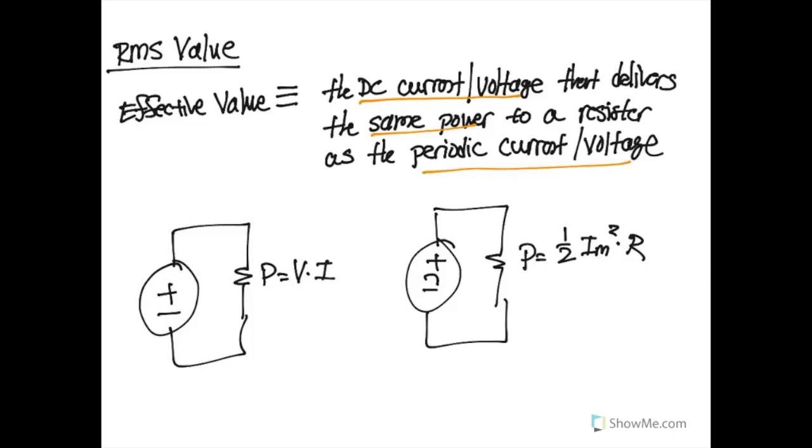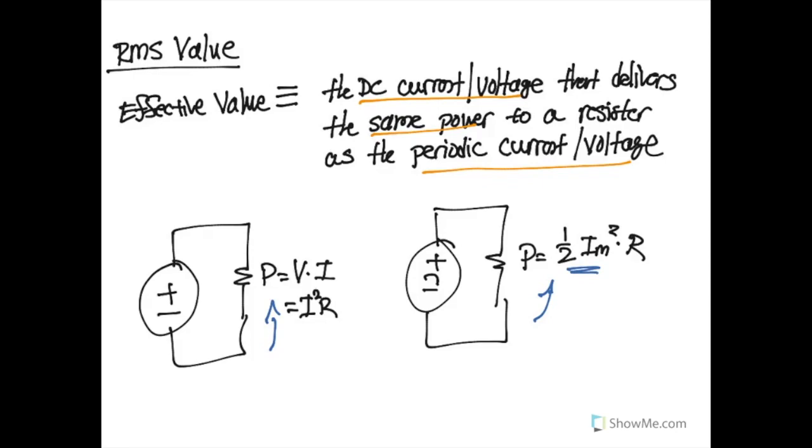As an easy way to understand this, if we look at this DC circuit over here, the power across this resistor is just VI, or I squared R. And if we look at this AC situation, the power is going to be 1/2 Im squared R. In both situations, there's power consumed by the resistor, and each has a certain measure of current. But what we want to say is that the effective voltage or current is going to be the same DC current that would give you the same amount of power in an AC situation.